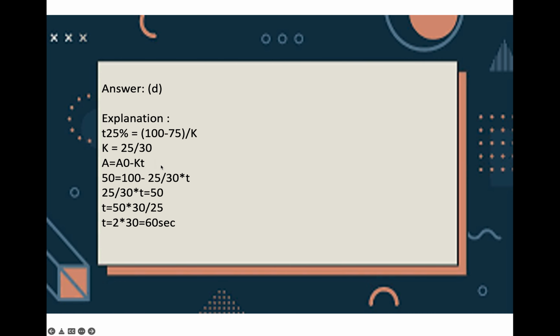Now you remember this relation, A is equal to A0 minus KT. So 50% they are asking, and the time to complete 50% of that is 50 is equal to A0, A0 is 100 minus the value of K into T. K is 25 by 30. T we don't know, we have to find out. So from this you find out a formula for T. In terms of T, write the equation. So T will be equal to finally 50 into 30 by 25, it is 60 seconds.